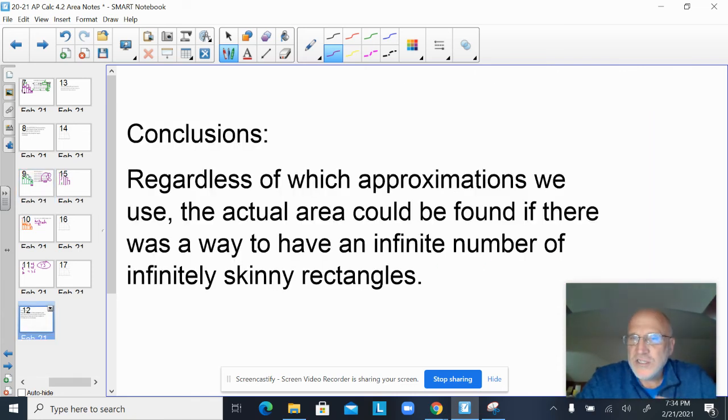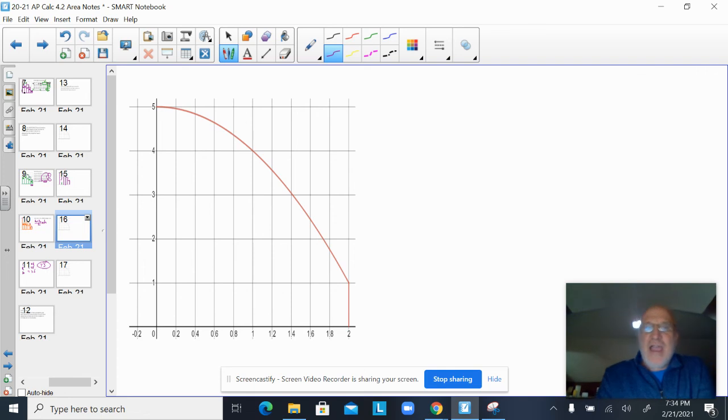It says, regardless of which approximations we use, the actual area could be found if there was a way to have an infinite number of infinitely skinny rectangles. Think about it. If I could break this not into 5 rectangles or 10 rectangles or 20 rectangles, but a bazillion rectangles, each one of them really, really skinny, and I found those areas, I could actually find the actual area.